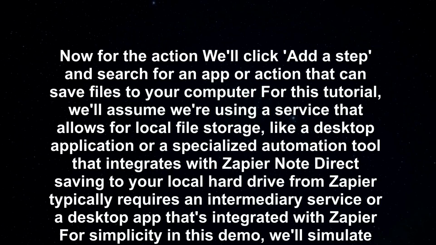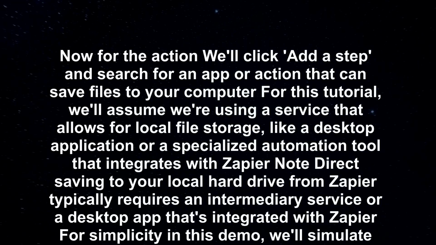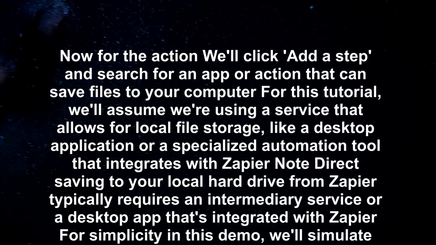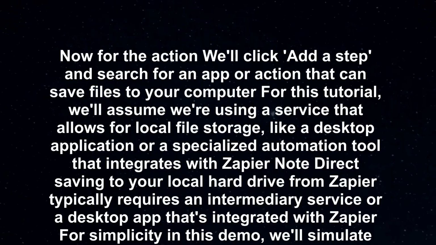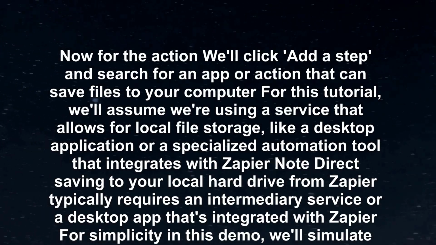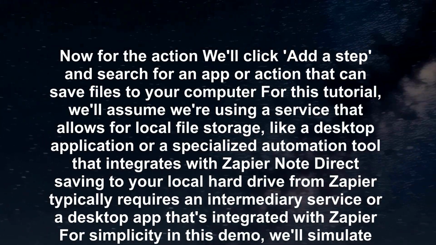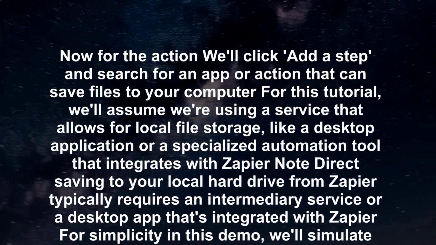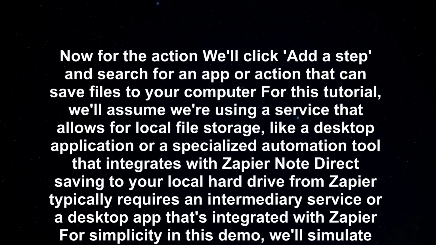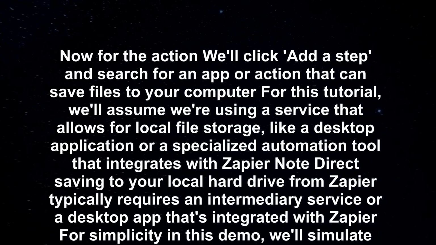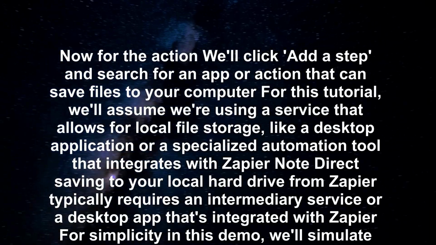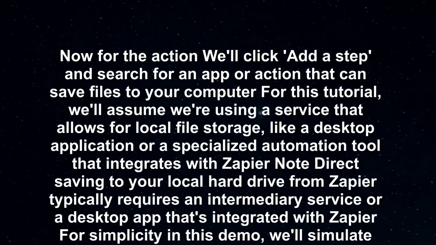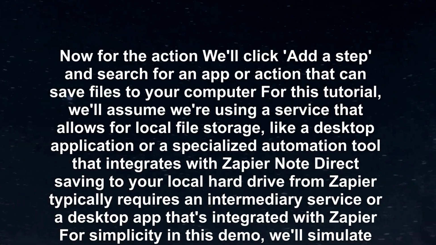Now for the action, we'll click Add a Step and search for an app or action that can save files to your computer. For this tutorial, we'll assume we're using a service that allows for local file storage, like a desktop application or a specialized automation tool that integrates with Zapier. Note: direct saving to your local hard drive from Zapier typically requires an intermediary service or a desktop app that's integrated with Zapier. For simplicity in this demo, we'll simulate this.